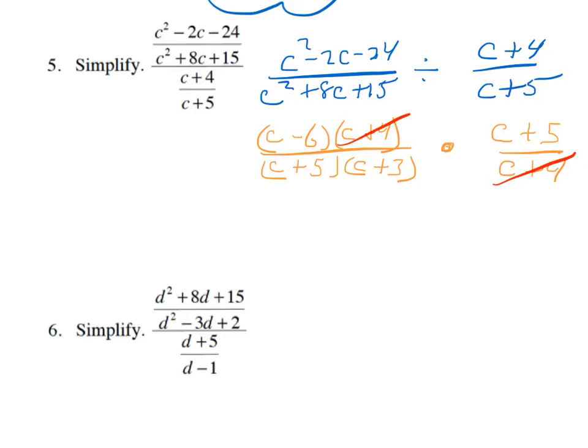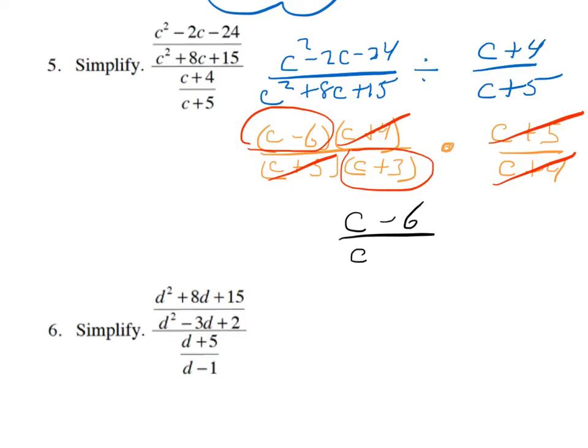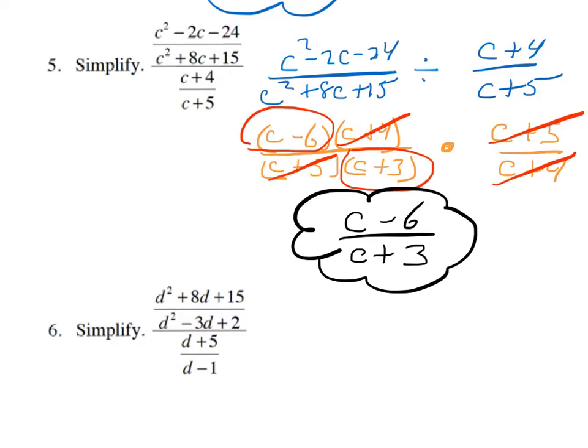So we divided that out. Is there anything else? Yep, we can divide those out as well. And what are we left with? Well, I have a c minus 6 on the top and a c plus 3 on the bottom. So let's go ahead and write those down: c minus 6 over c plus 3. And voila! There is our answer.